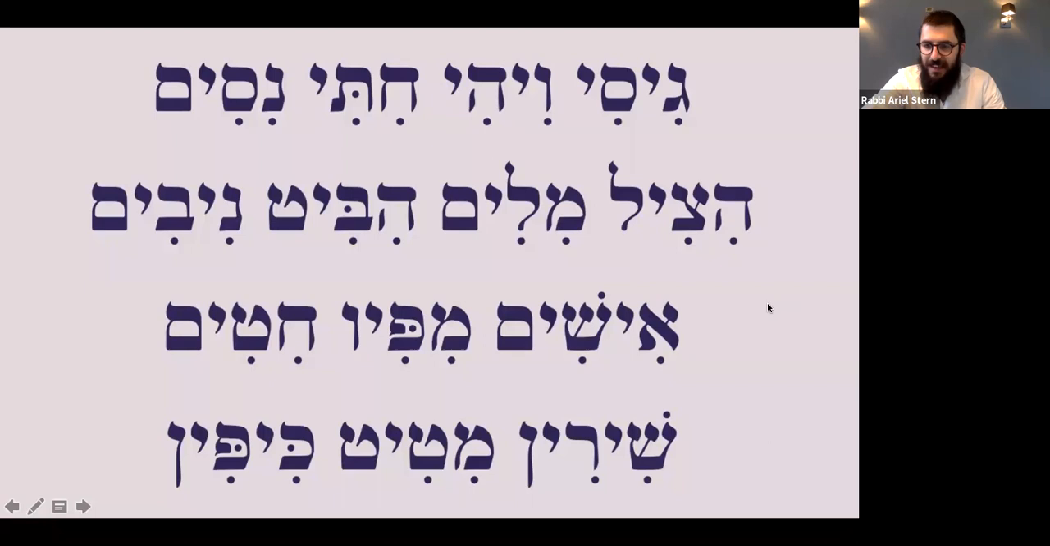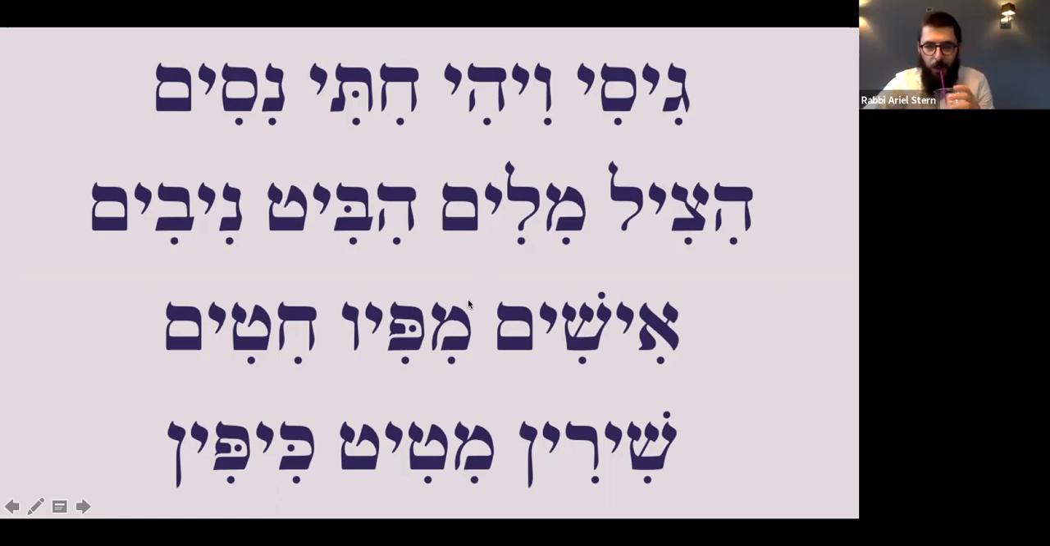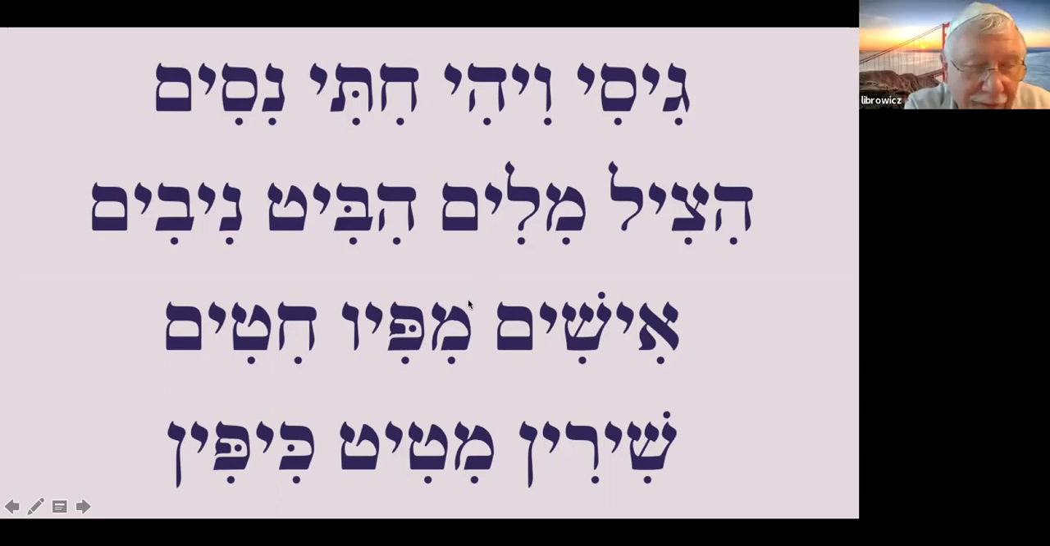Second line, he, sil, mi, lim, he, bit, ni, vim. Okay. Professor Libowitz, please, the third line. I unmuted you. Just have to unmute yourself. Okay. Go for it. Ishim. Beautiful. Okay. Mi pin, mi piv, perfect. He tim. Wonderful.